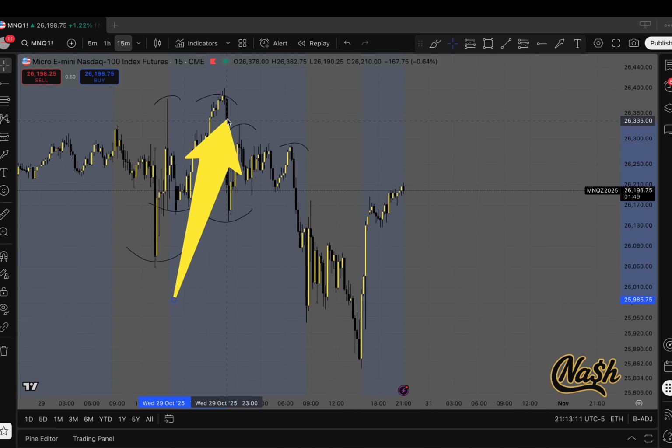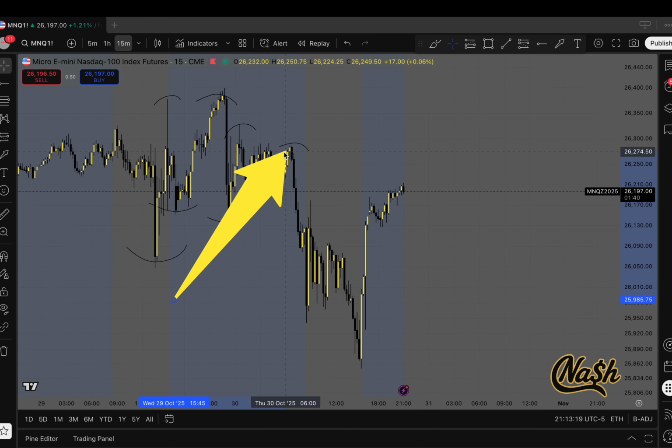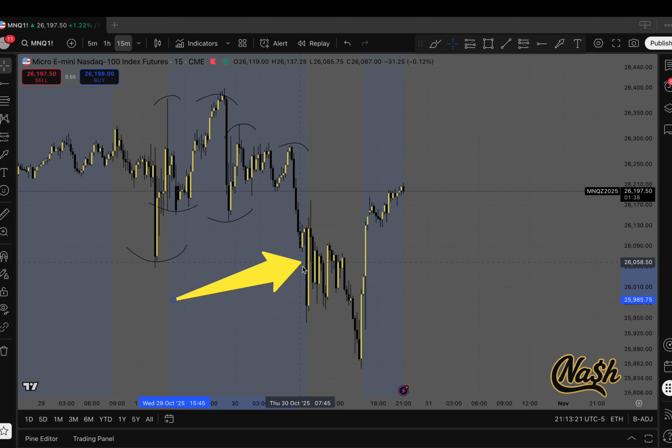Price then retraced to catch this bearish impulse to create a lower high. The sell trend has now commenced, and price created another lower high to continue the sell trend. All right, that was last night, right?